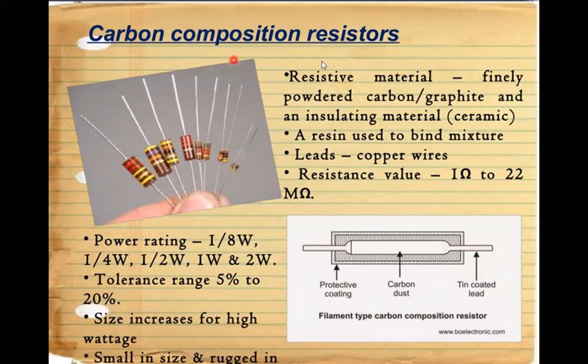For the carbon composition resistor, the materials used are finely powdered carbon or graphite and an insulating material like ceramic.